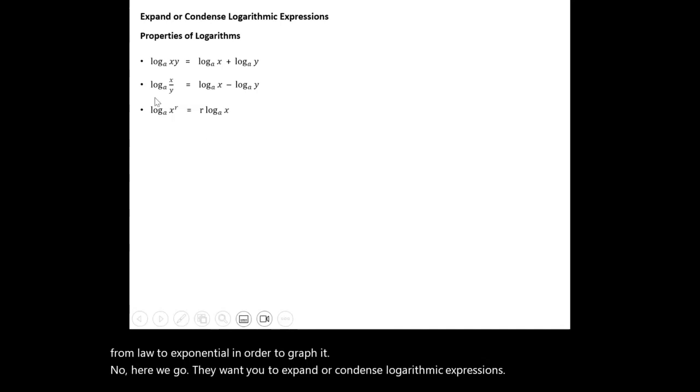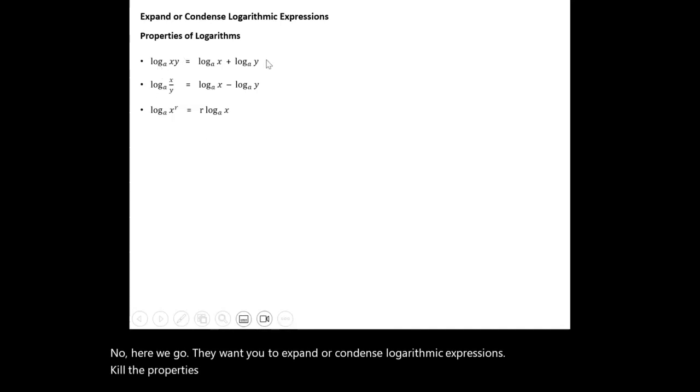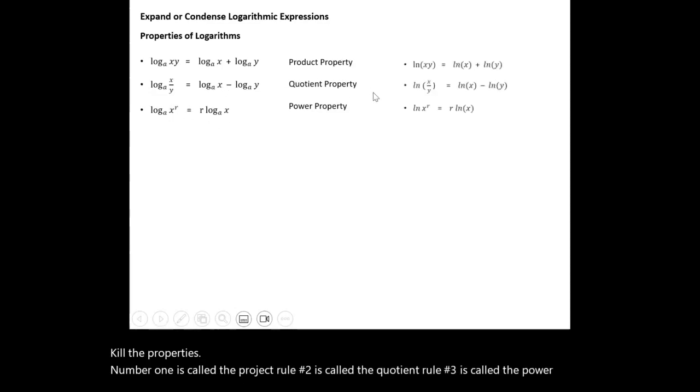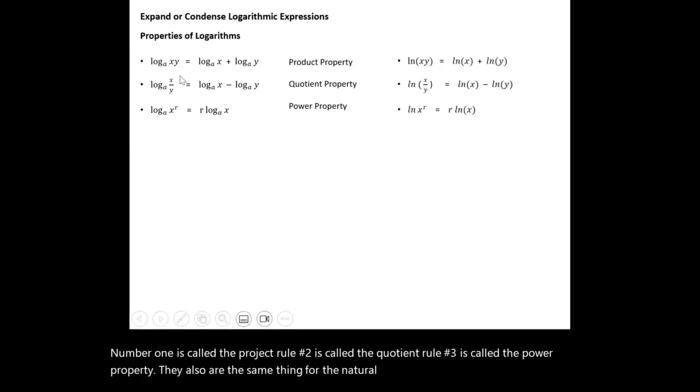Now here, guys, I want you to expand or condense logarithmic expressions. Here are the properties. Number 1 is called the product rule. Number 2 is called the quotient rule. Number 3 is called the power property. They also are the same thing for the natural logs.